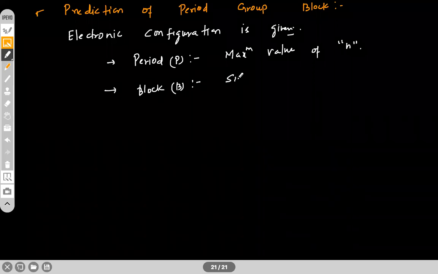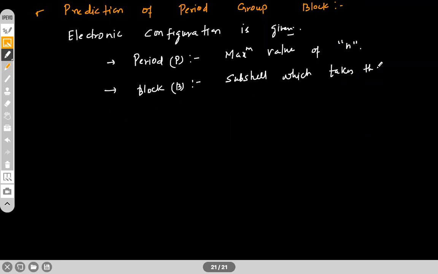The block is the subshell which takes the last electron. That's what we have discussed: s block, p block, d block. If the last electron enters the s subshell, it is s block. So it is the last electron.